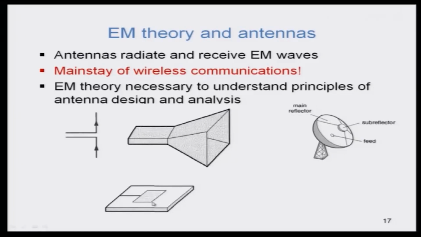The question is, how exactly does the dipole antenna differ from a horn antenna or a pyramidal horn antenna, and how does that differ from a microstrip antenna? What parameters make the radiation patterns of these antennas different, how do we analyze them, and how do we make use of these radiation effects and radiation patterns? That is something electromagnetic theory will tell us.